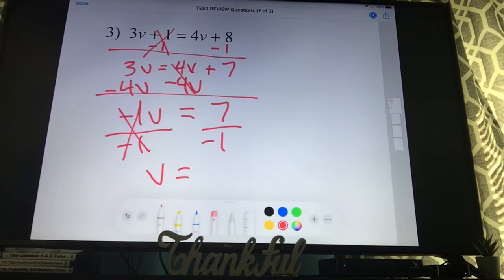Well, 7 divided by negative 1, use your calculator. Use your calculator, it's your friend. So 7 divided by negative 1 is negative 7.